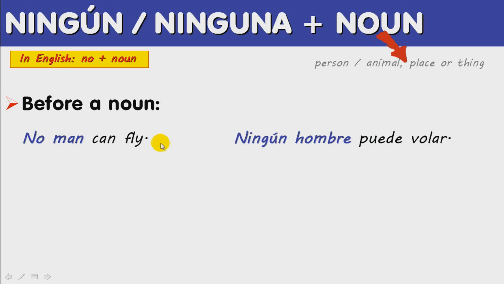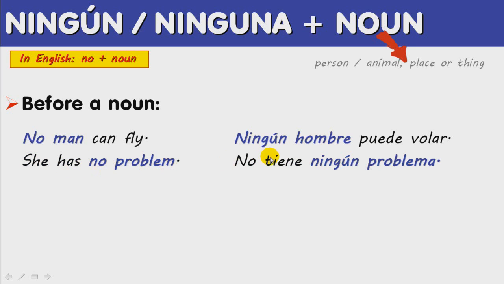No man can fly. Ningún hombre puede volar. What we can see is that in English, the structure is no plus a noun. In this case, it's a masculine noun, which in Spanish is important to pay attention to because depending on whether we are using a masculine or a feminine word, we are going to choose ningún for masculine or ninguna if it is feminine. She has no problem. No tiene ningún problema. Here, the word problema may seem feminine because it ends in a. However, it's a masculine word.